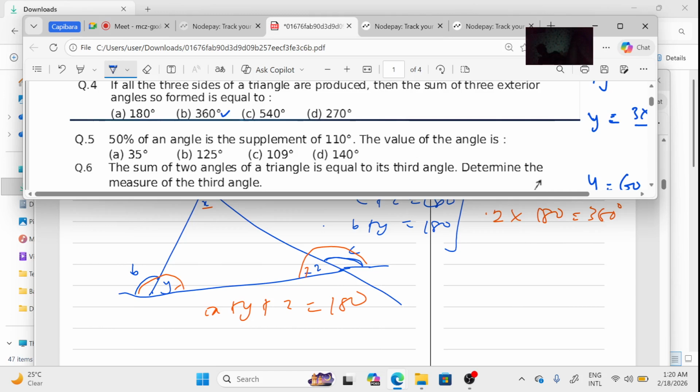It's going to be 80. Now 80 plus 110 is not 180. That's 190 already. That's 70 degrees. That is 70 plus 110 is 180. Right? Now that 70 degrees, they are telling you is 50% of an angle.